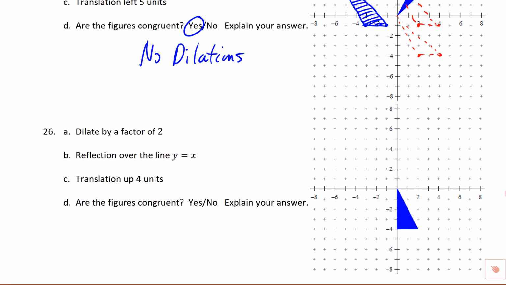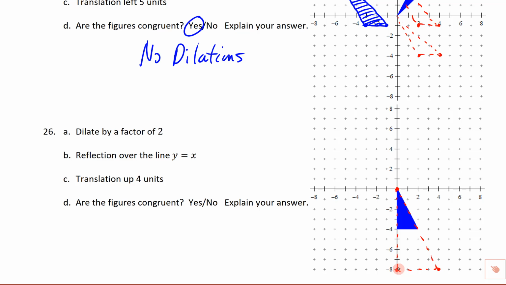This is number 26. Dilate by a factor of 2. So that means we want to make everything twice as big as it used to be. Well, twice as big as 0, 0 is still 0, 0. Twice as big as 0, negative 4 would be 0, negative 8. And twice as big as 2, negative 4 would be 4, negative 8. So 4, negative 8 would be right here. So we'll go ahead and draw a dotted line here. And the cool thing about this is you can see that because we have a scale factor here of 2, we've basically made this the same shape, it's just twice as big. Okay, so we've got a similar shape right here. It's no longer congruent. So we already know the answer to that one.